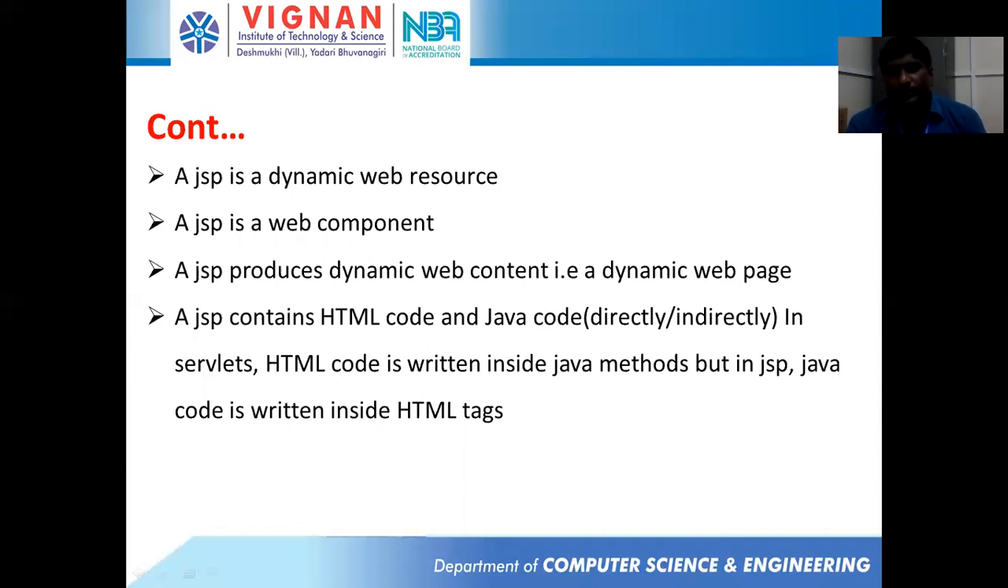Informally, JSP contains HTML code and Java code. Whereas in a Servlet, HTML code is written inside Java methods, in JSP, Java code can be written in HTML tags. Within the HTML tags we can also write JSP code. So the basic definition of JSP is that it contains HTML code and Java code, directly or indirectly.